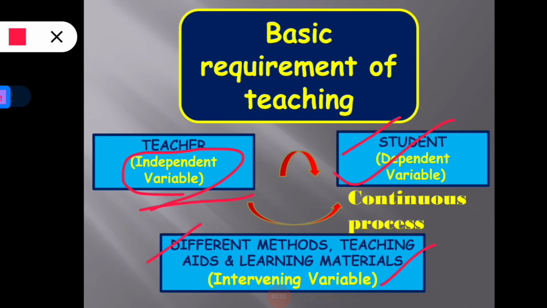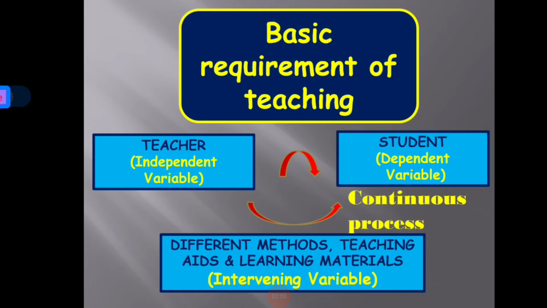And now going to the third variable, that is the intervening variable. So what do you mean by an intervening variable? The intervening variable basically affects the relationship between the independent variable and the dependent variable, and it plays a major role in the relationship between the independent variable and the dependent variable, or the teacher and students. So different kinds of teaching methods, teaching aids, learning materials, knowledge of the teacher, knowledge of the nature of the students, and all things are required for effective teaching. So I think this is clear, what are the basic requirements of the teaching learning process. And now move on to the next slide.